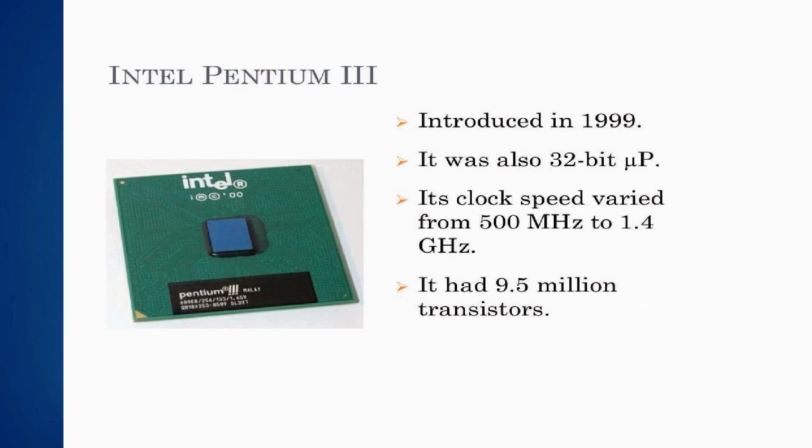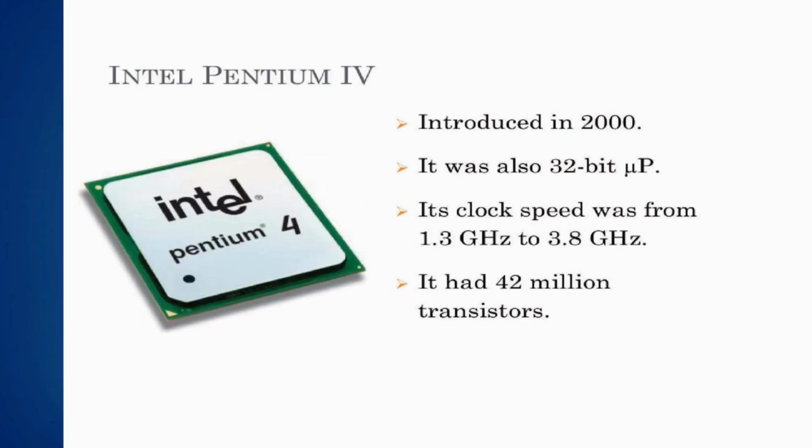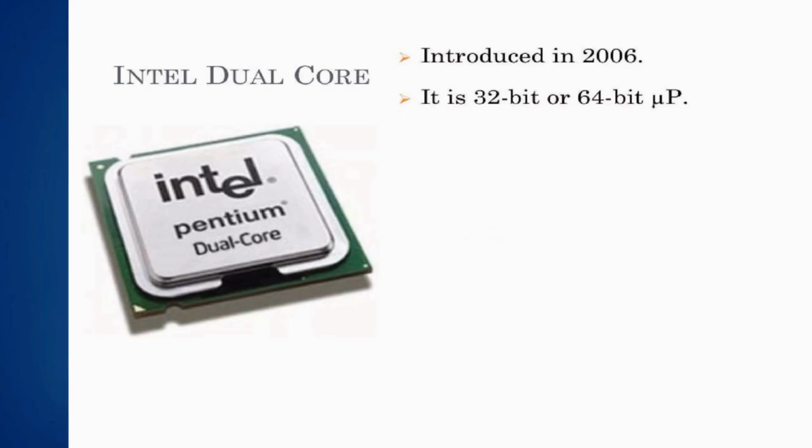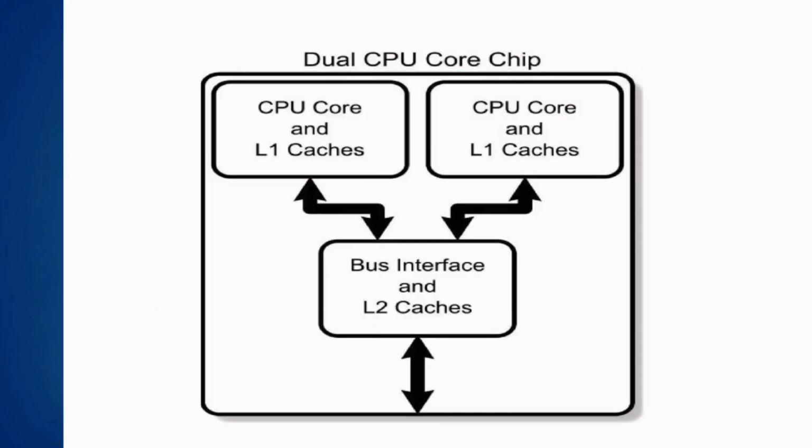And Pentium 3 in the year of 1999, a 32-bit microprocessor. The clock speed is 500 megahertz to 1.4 gigahertz. And it had 9.5 million transistors in the processor. The clock speed is 1.3 to 3.8 gigahertz. It had 42 billion transistors in it. It was introduced later, in 2000. Then in 2006, Intel dual core was introduced. It is a 32-bit and 64-bit microprocessor.